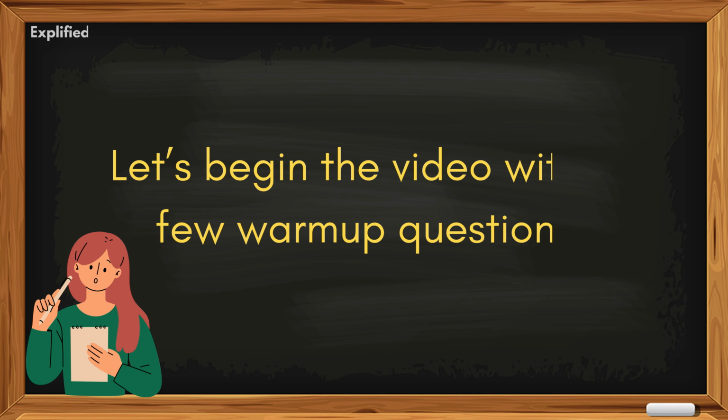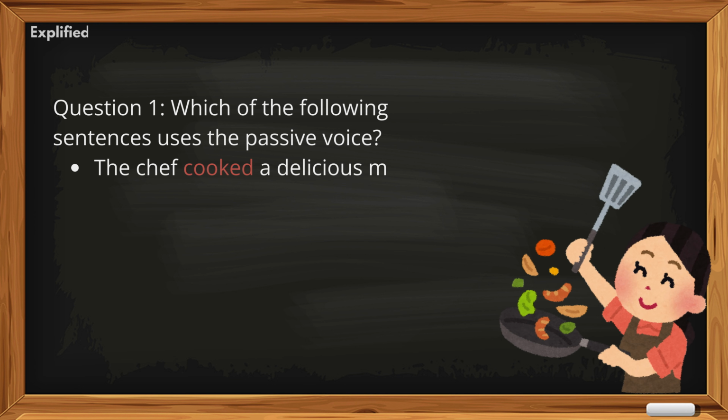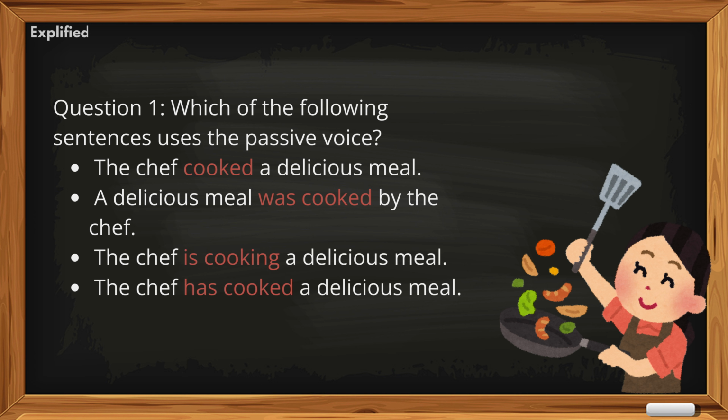Let's begin the video with a few warm-up questions. Question 1. Which of the following sentences uses the passive voice? The chef cooked a delicious meal. A delicious meal was cooked by the chef. The chef is cooking a delicious meal. The chef has cooked a delicious meal.